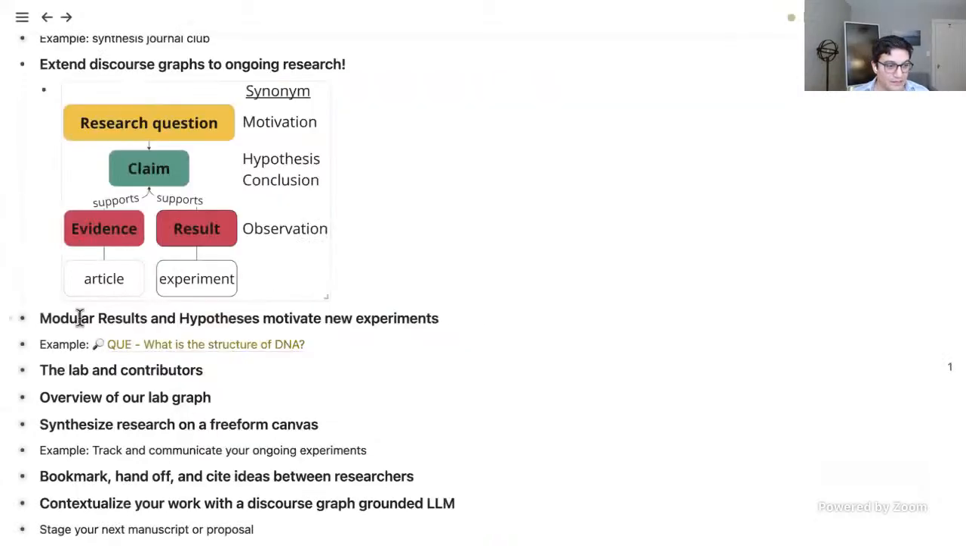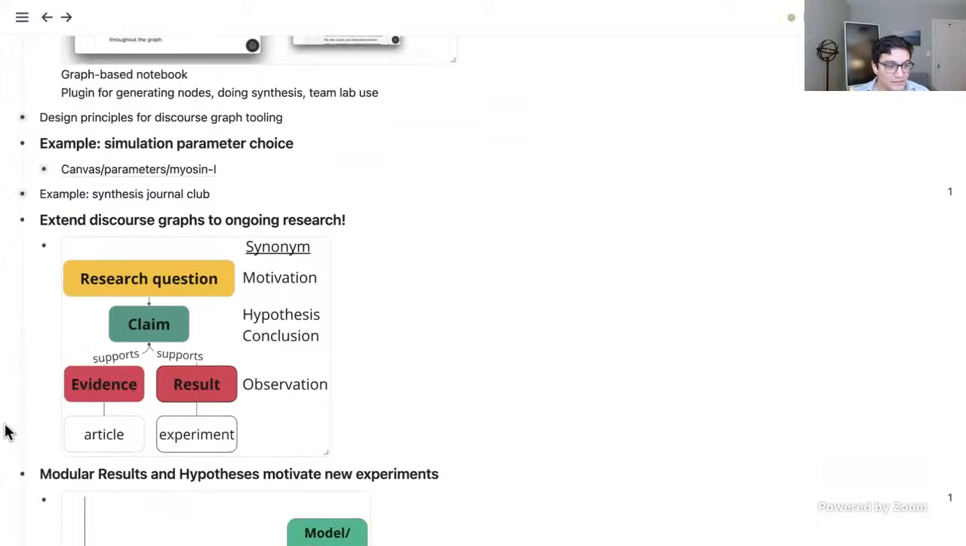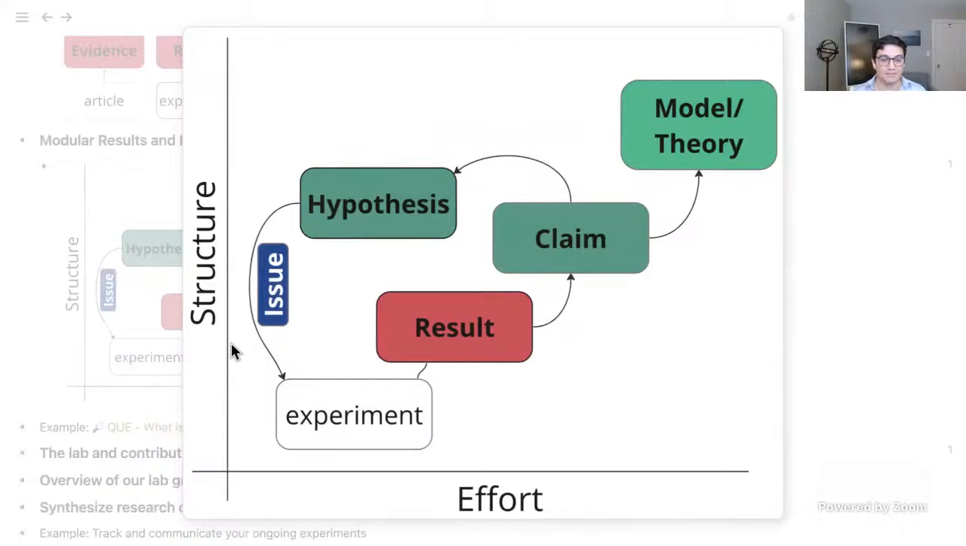So how does that look in the process of our research? That's schematized in this plot of these discourse elements as a function of structure and effort, where the long-term goal is to build a model or a theory of our particular cell biological process. And as we go along, we are attempting to make the best claims that we can based on our current results, which come from experiments. But almost always, we want to make a stronger claim, but we realize that it's not as supported by evidence as we would like it to. So because it's not fully supported, let's call it a hypothesis, as in something that we want to test further.